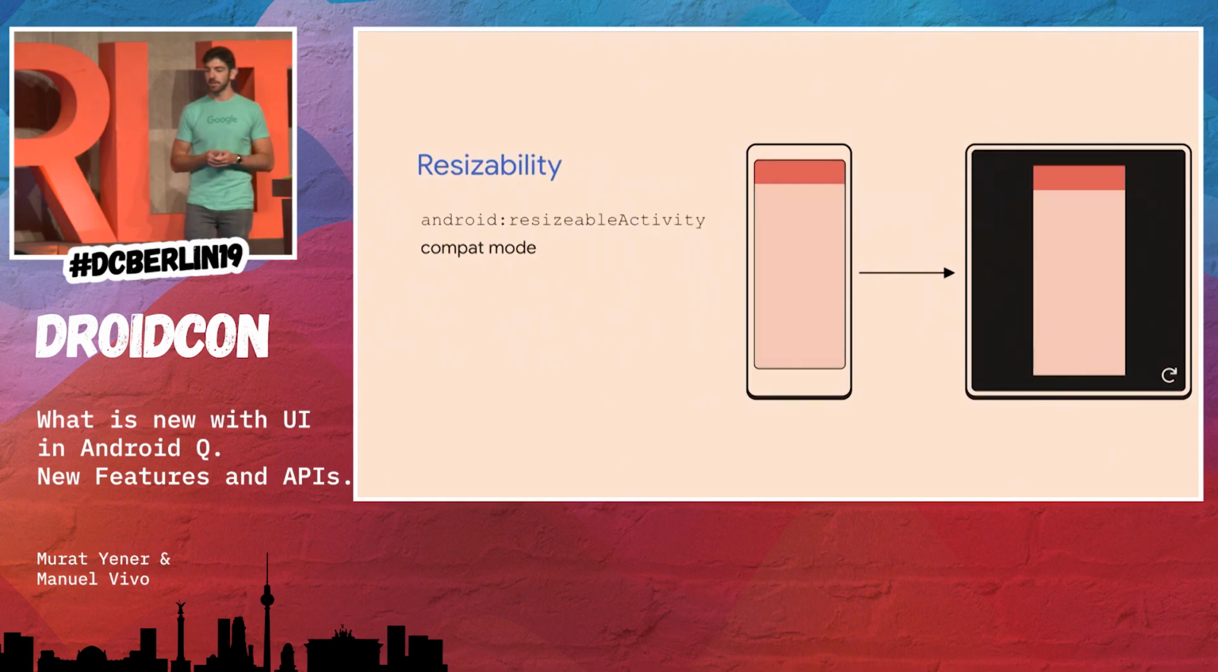Regarding resizability, there is an attribute available you can set in your activity, which is android:resizeableActivity. You can set it in the manifest. By default, it is true, which indicates that your activity can get resized, and also it can go into multi-window. You may not have heard about this because it's true by default, but if you explicitly set it to false, meaning it cannot get resized, then we have a compat mode for you.